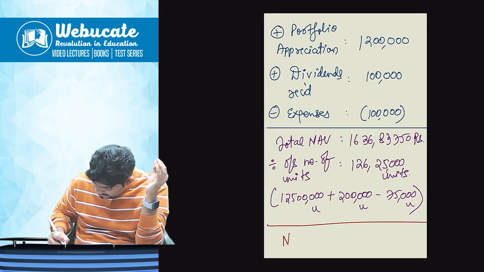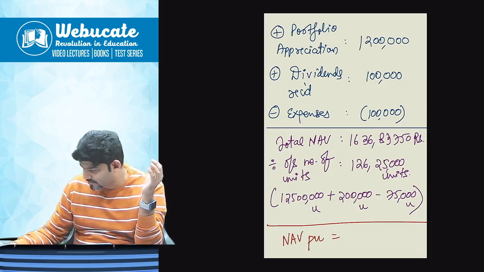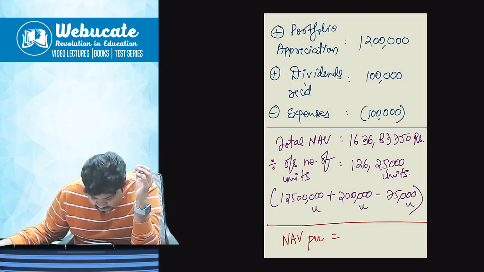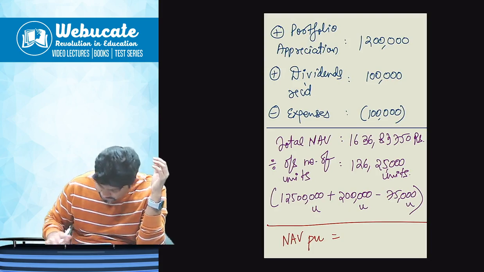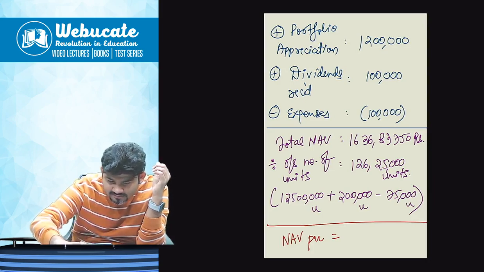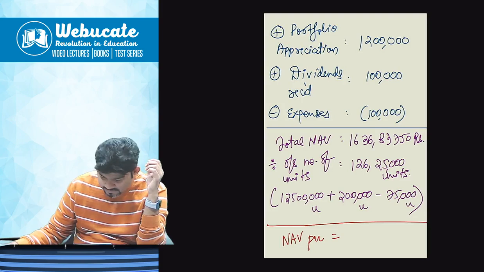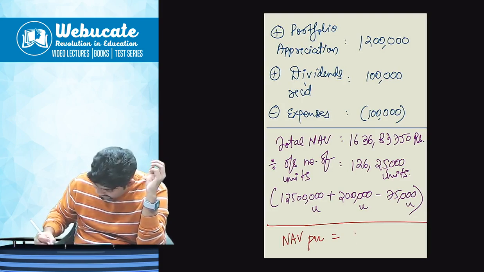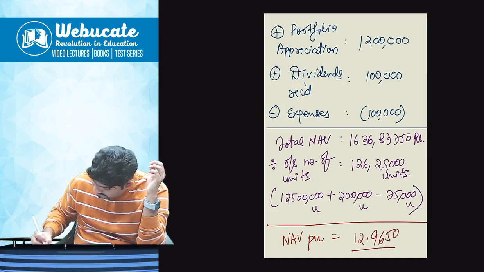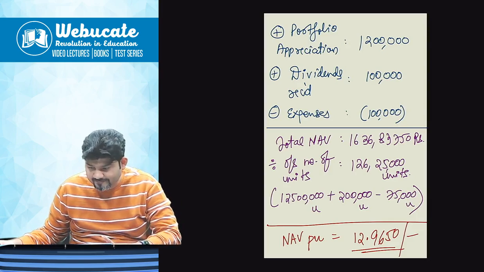And we will get the final NAV per unit. Tell me what is your answer? 12.96. Hey, what is your answer, guys? 12.9650. Perfect. And with this, we complete this question as well.